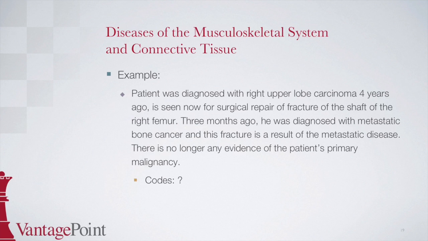For this last example, the patient was diagnosed with right upper lobe carcinoma 4 years ago and is seen now for surgical repair of fracture of the shaft of the right femur. 3 months ago, he was diagnosed with metastatic bone cancer, and this fracture is a result of the metastatic disease. There is no longer any evidence of the patient's primary malignancy. How would you code this? Please pause the webinar to complete this example and then hit play to continue and learn the answer.